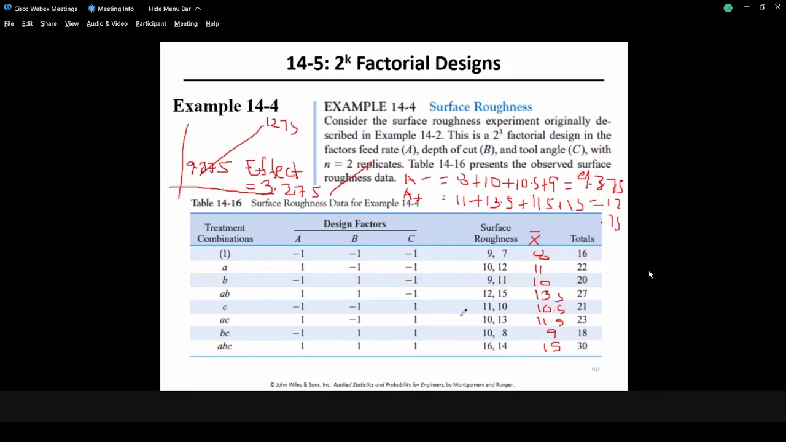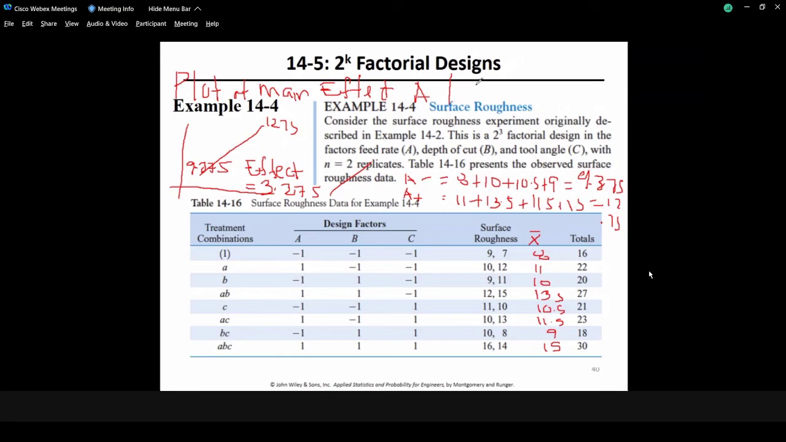So you can do main effects using a formula or using the plot. This is called the plot of main effects of A. So you can do main effects of B, main effect of C, and then you calculate a plot of interaction effects.